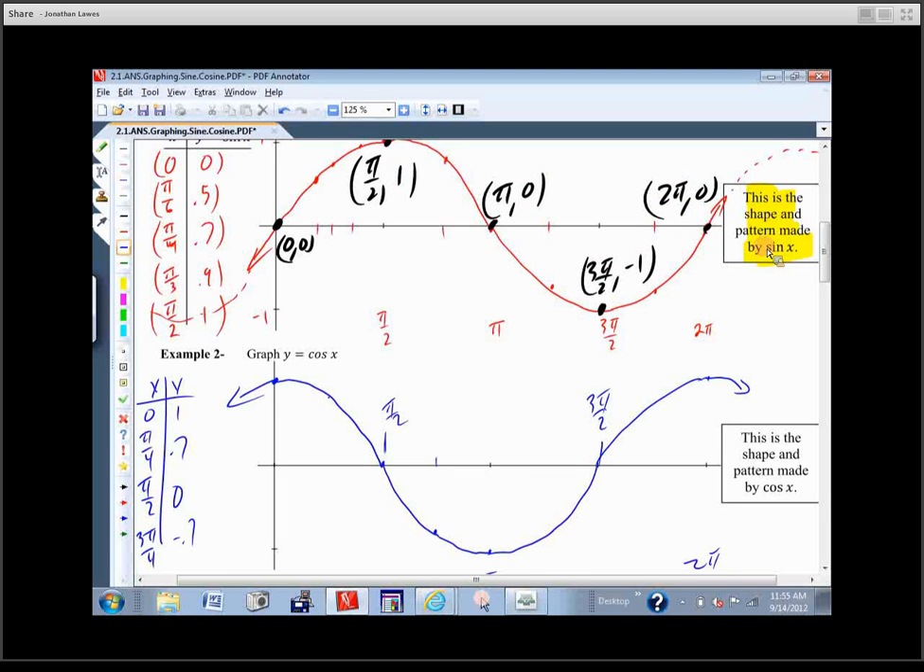Okay, would you label the 5 key points on this one? So there are the 5 key points for the sine function. Label the 5 key points for the cosine function.